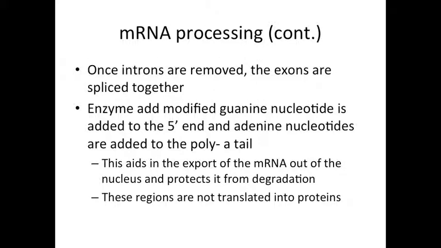Guanine nucleotides are known as the G-cap, and the adenine nucleotides are known as the poly-A tail. The G-cap and the poly-A tail aid in the export of the mRNA out of the nucleus and also protect it from degradation during transportation. These regions are not translated into proteins.